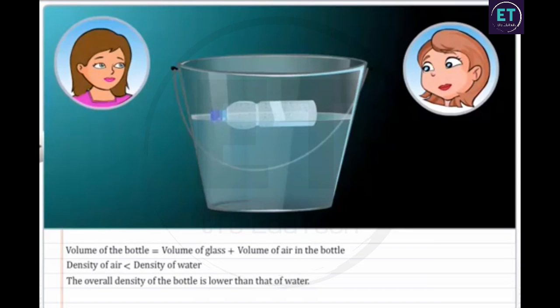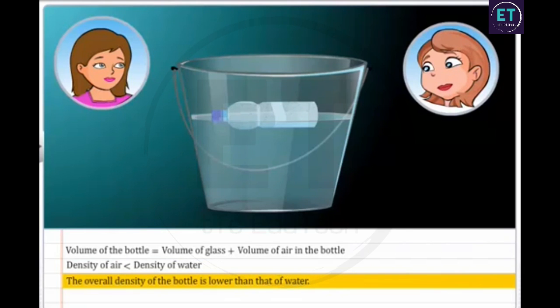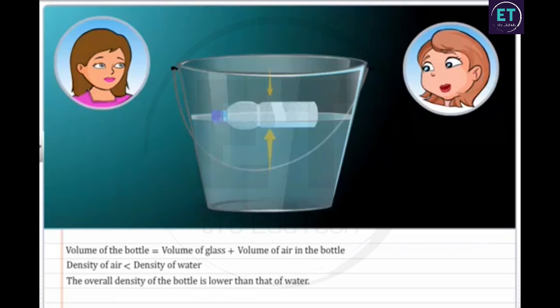Here's the reason why. The bottle contains air inside it. The volume of the bottle includes the volume of air in it. The density of air is much less than that of water. This means that the overall density of the bottle becomes lower than that of water. Hence, the upthrust on the bottle is greater than the weight of the bottle. Due to this, the empty airtight bottle is pushed upward when we try to immerse it completely in water. Therefore, the glass bottle floats on water.